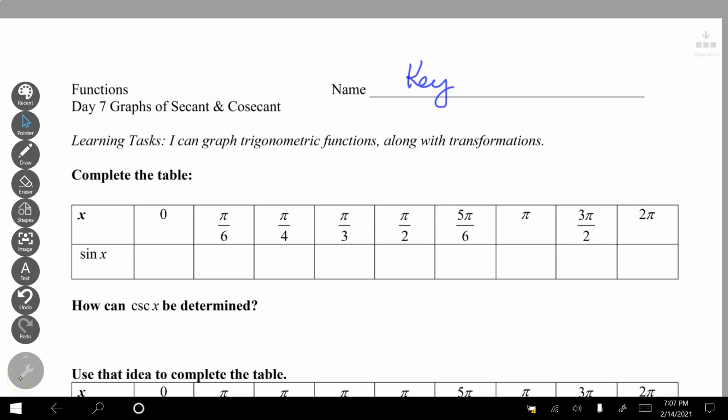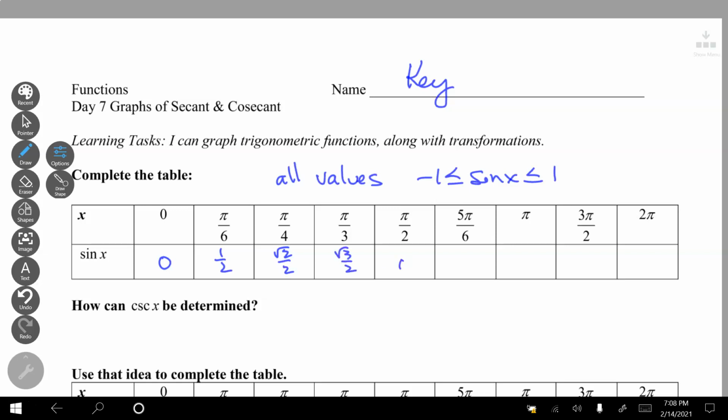So the last thing we're going to do in this unit is graph secant and cosecant. We're going to complete this table, and if you've been paying attention, all the values for sine are between -1 and 1. So completing this table, sine of 0 is 0, pi over 6 is a half, pi over 4 is radical 2 over 2, this is radical 3 over 2, this is 0, 1/2, 0, -1 and 0. When I complete this table, I'm not doing the whole unit circle, just some key points.